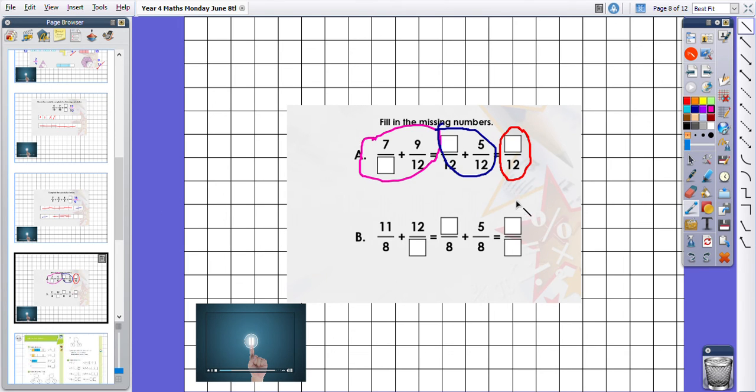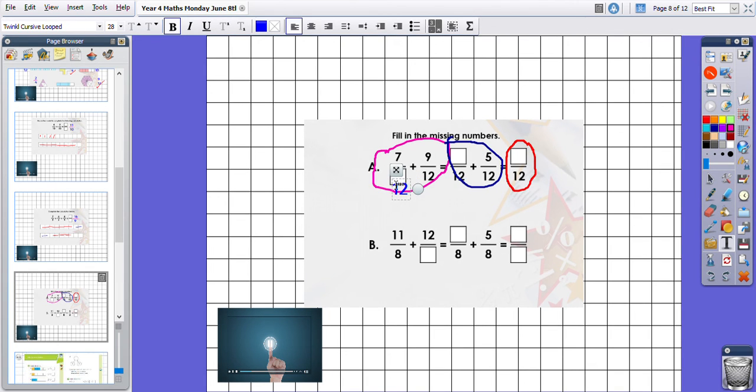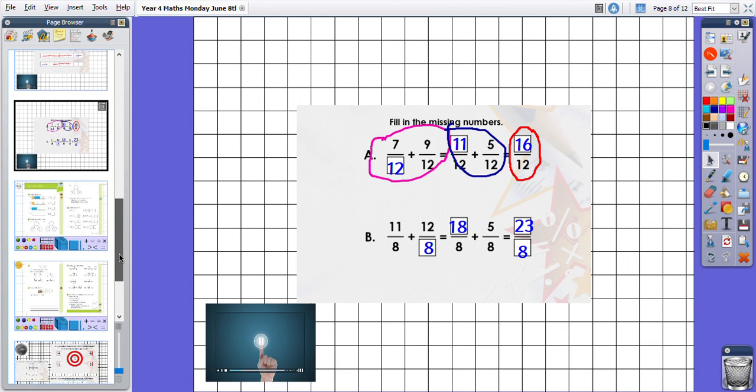And finally, you know that your denominator has to be 12. So 7 add 9 is 16. So you know your answer is 16. So you can do the inverse to work out this one. 16 taken away 5 is 11. And the last one, we have 11/8 add 12/8, which would be 23/8. Working out the inverse, 23 take away 5 is 18/8. Well done if you got all of those correct.